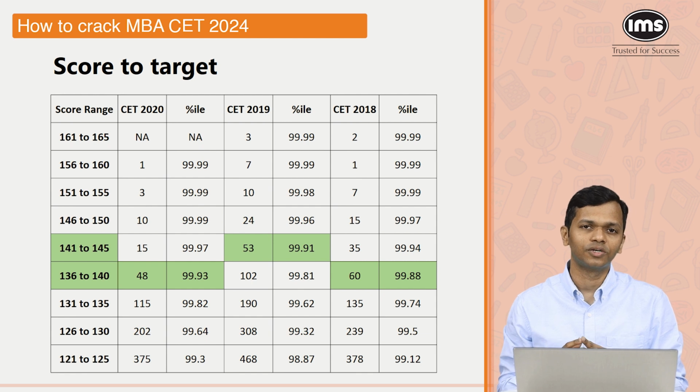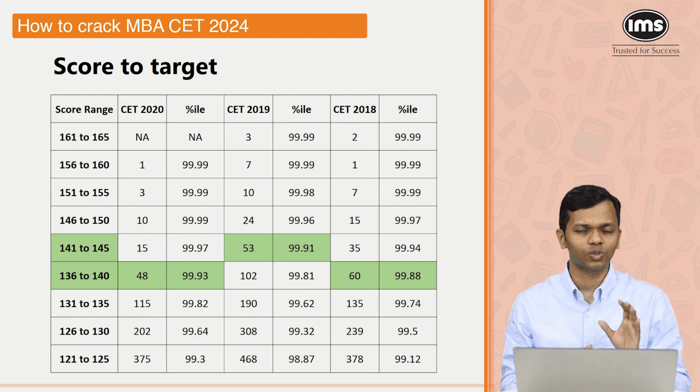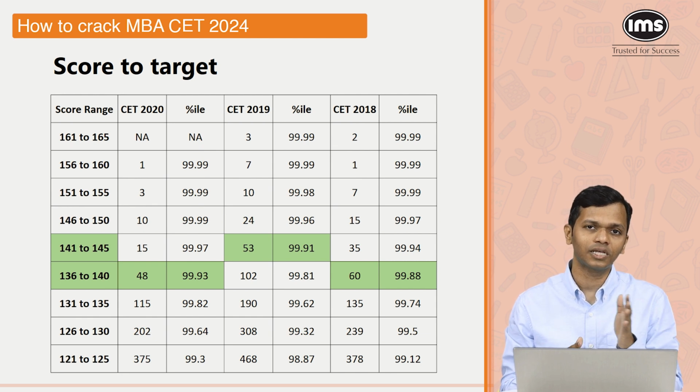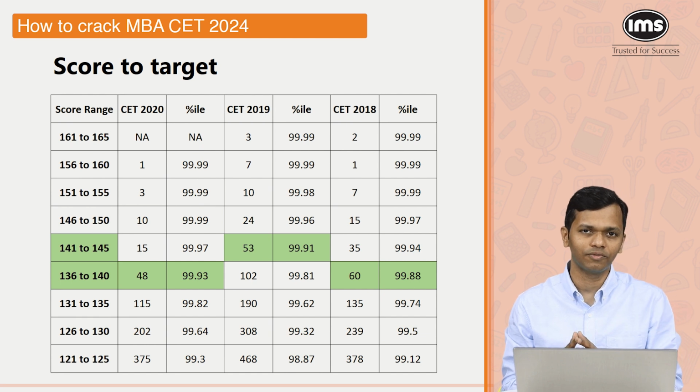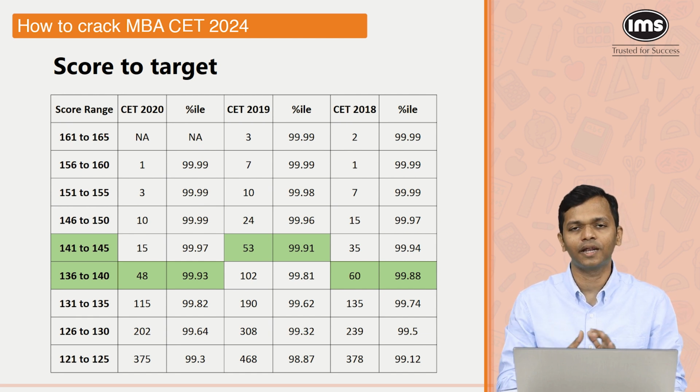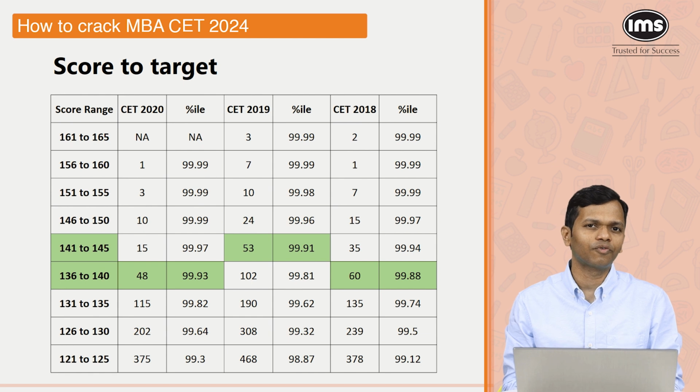Plus, in the last 2 years, they have stopped reporting the raw score or the scaled scores that the students have obtained. What they are doing simply is just reporting the percentile obtained by the student. And that is why it is not possible to figure out what score corresponded to what percentile in the last 2 years. And that is why I've looked at the last 3 years prior to that, which is CET 2020, 19 and 18. Now it tells you a lot of interesting things.